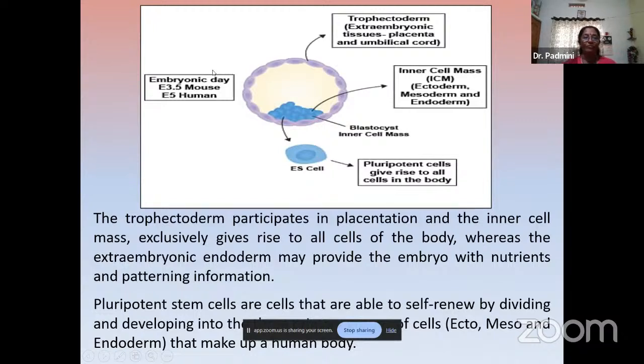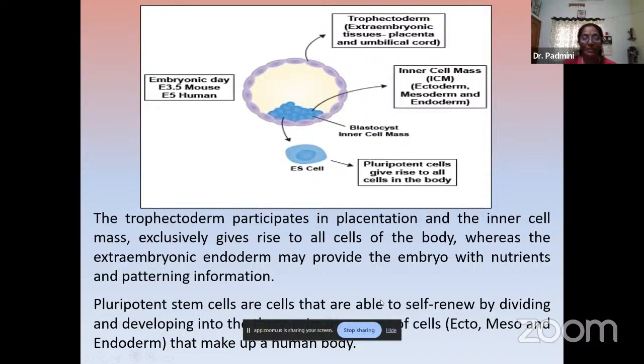So what is the day of this embryonic stage? In mouse, you can get this stage at 3.5 days, and in humans it is day 5 that you can get the cells. So the trophectoderm participates in the placenta and the inner cell mass exclusively gives rise to all the cells of the body, whereas the extra embryonic endoderm may provide the embryo with nutrients and patterning information. How they have to form the patterns is what the extra embryonic endoderm is going to give information on.